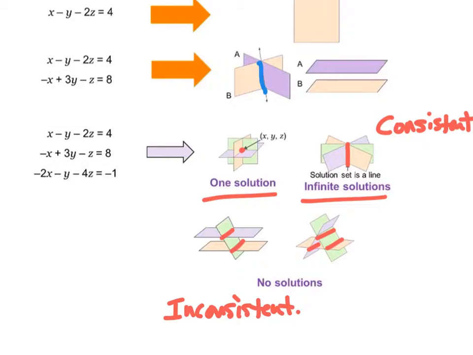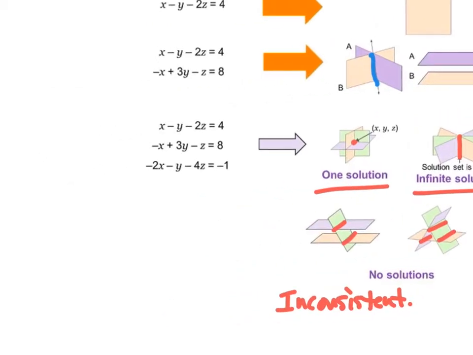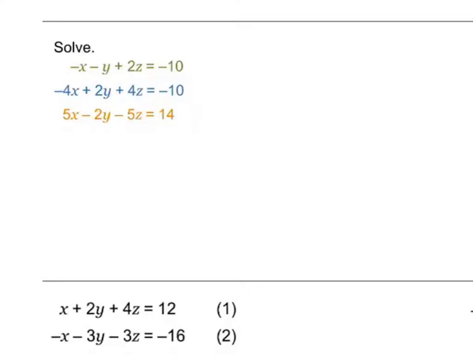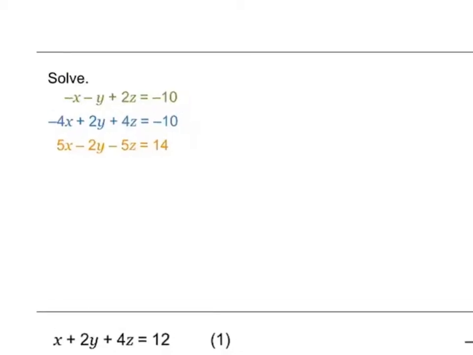All right, now let's go ahead and move on to the next page. Let's take a look at this example down here. Let's skip the one at the top of your page and just go to this one. What we want to do is solve this, and the method that we want to use is elimination.